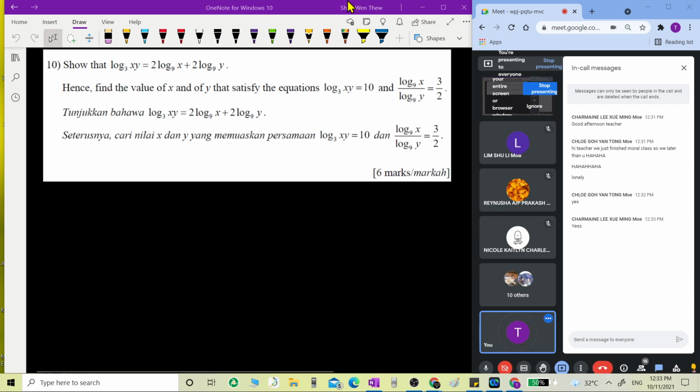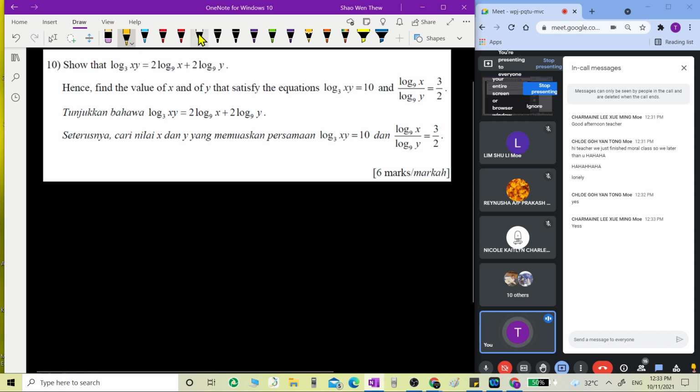Okay, now we look at question 10. Show that log 3xy equal to 2 log 9x plus 2 log 9y. When you see the words "show that", it means that if possible, we try to prove the left hand side equal to the right hand side. Remember, this one is not given, but then we need to show that left equal to right.